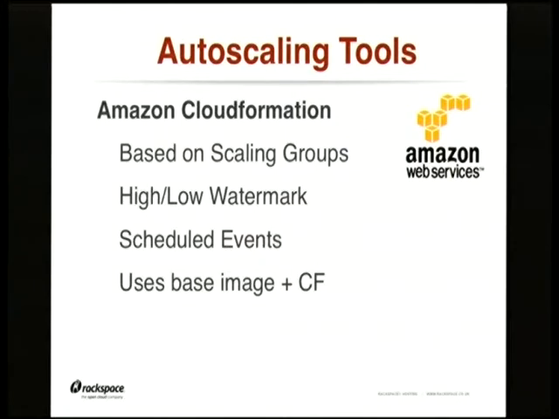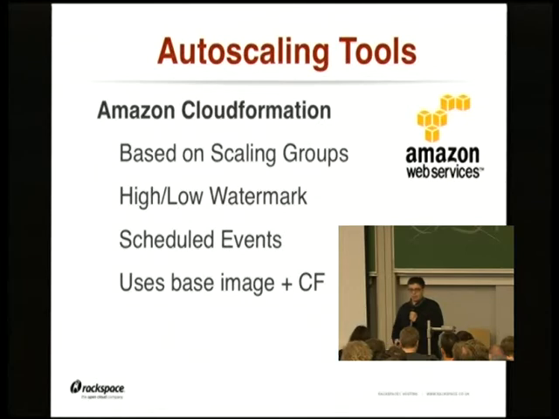So the first one is Amazon CloudFormation. This was created by Amazon in order to rapidly deploy new servers and install the application on them, so they are ready for production as fast as possible. On top of that, they added auto-scaling groups. So in Amazon, you create an auto-scaling group and you start feeding servers into that, and you connect that with a CloudFormation template.